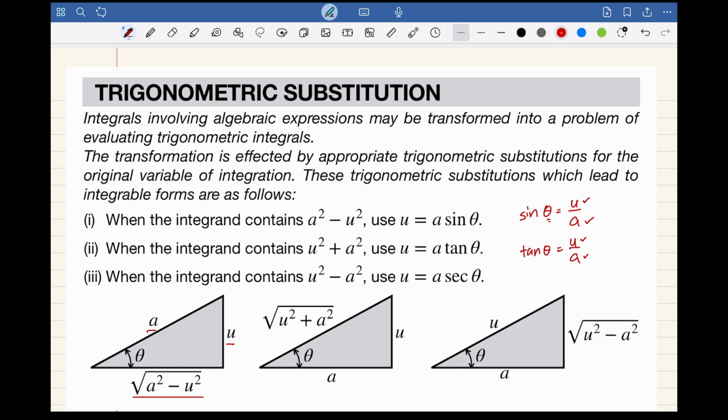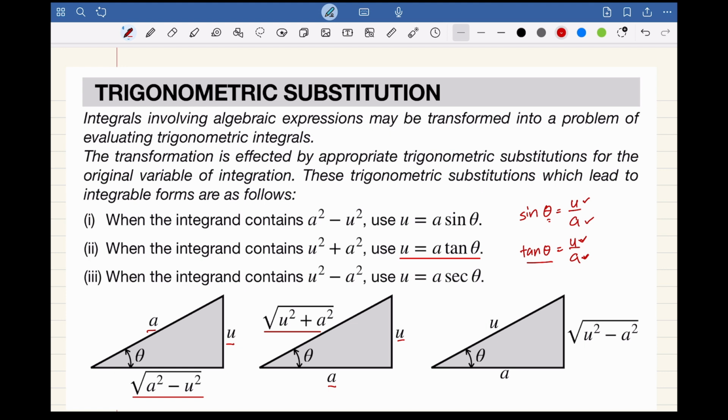Now, when we have determined itong substitution na u is equal to a tangent theta, from this concept, tangent theta is equal to u all over a, we can draw yung corresponding triangle na ito. So from the tangent function, we have u as our opposite, and then we have a as yung adjacent side. And by concept of Pythagorean theorem, we can get the value of the hypotenuse side or the longest side of the right triangle. So that is for case 2.